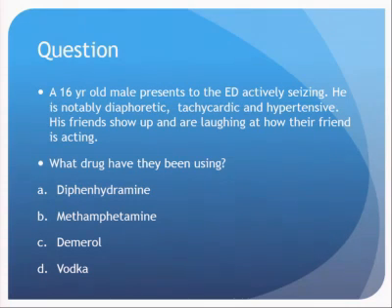All right, good job. It's methamphetamine. So you could probably knock out Demerol and vodka because those depress everything, right? Everything gets slower. Diphenhydramine, that's an anticholinergic. It's not going to make you diaphoretic. So you have a stimulant. Methamphetamine causes diaphoresis, tachycardia, and hypertension. The diphenhydramine will cause tachycardia, hypertension, and they're going to have the dry, red skin.